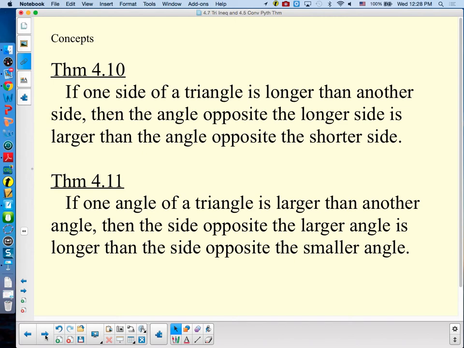Theorem 410: if one side of a triangle is longer than another side, then the angle opposite the longer side is larger than the angle opposite the shorter side. These are triangle inequality theorems. I suppose we could call that one the triangle side inequality theorem, and the other the triangle angle inequality theorem.